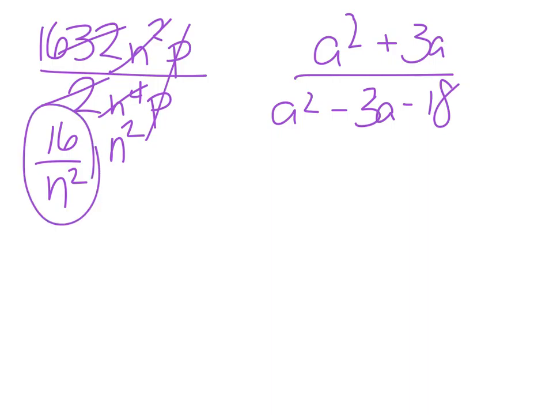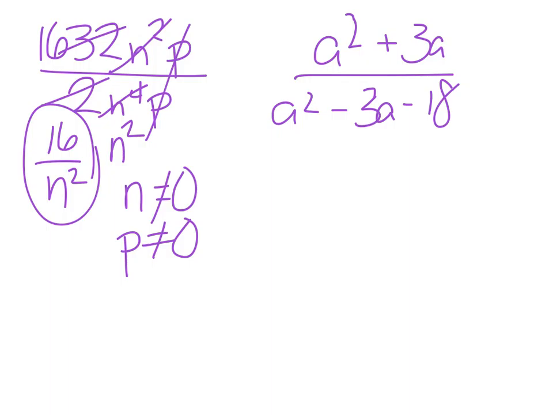But then you have to also say, well, if that's on the bottom, n cannot equal 0. And then, as we already said, since it started out with a p on the bottom, p cannot equal 0 either. So there are your excluded values on that one.